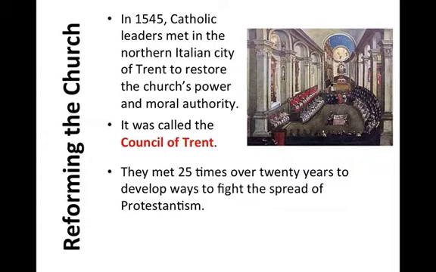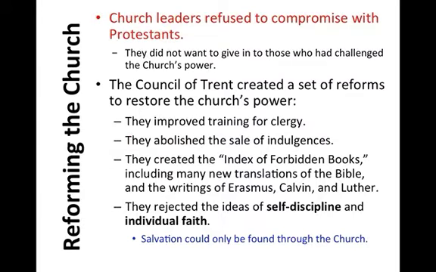In 1545, Catholic leaders began to meet in the northern Italian city of Trent in order to create a plan to restore the church's power and moral authority. This was called the Council of Trent. It was a series of meetings of over 20 years to develop new ways to fight the spread of Protestantism.